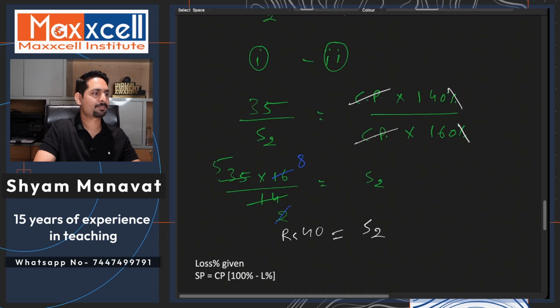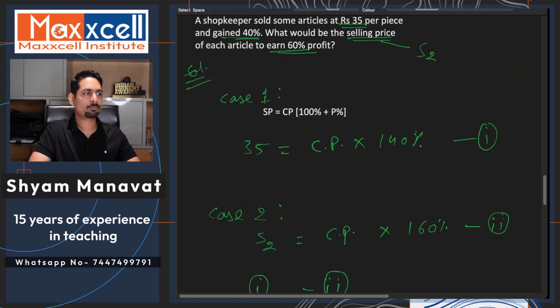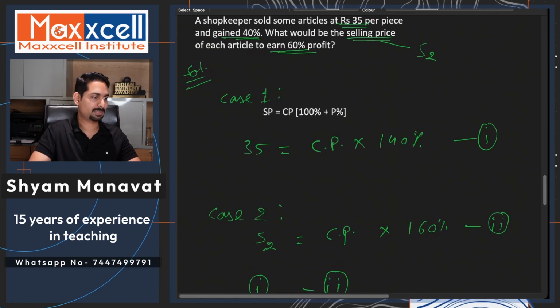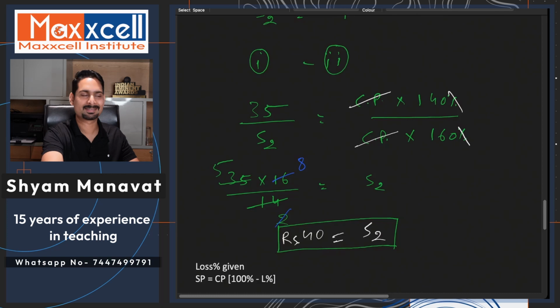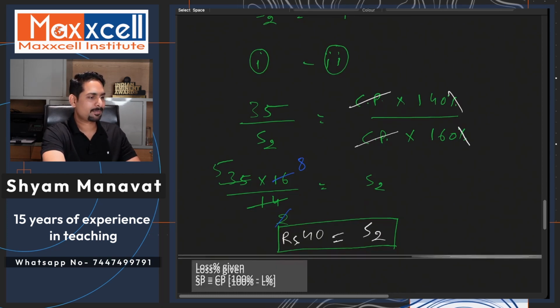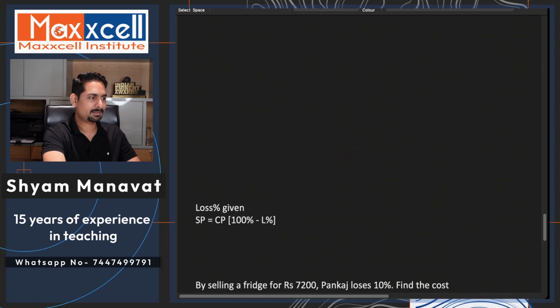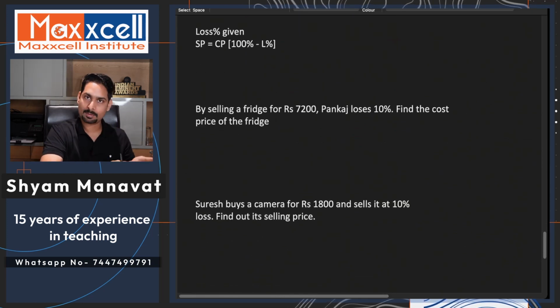Okay. Let's see once again what the question said. What would be the selling price of each article to earn 60% profit? So they are simply asking to find the selling price. This is what we got, the selling price. Okay. Any question, any confusion? If you feel that I'm going fast or you want to rewind it again, you can replay this solution.